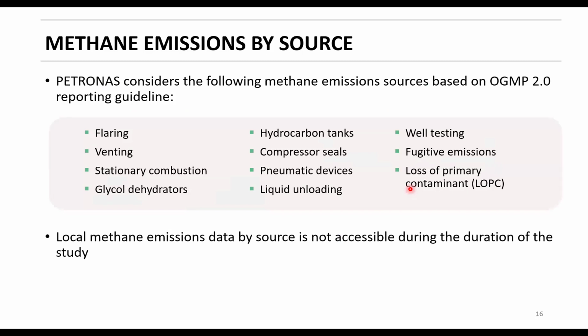So in that sense, first, we had to classify our emissions by source. And then after that, we do the abatement cost analysis. So what we did is we looked at the OGMP 2.0's reporting guideline, and Petronas is also considering the following emission sources according to these categories over here by source. Yeah, so you can see a lot of familiarity with the OGMP 2.0's reporting guidelines. Maybe some terminology is slightly different, but nevertheless, the categories are more or less the same.